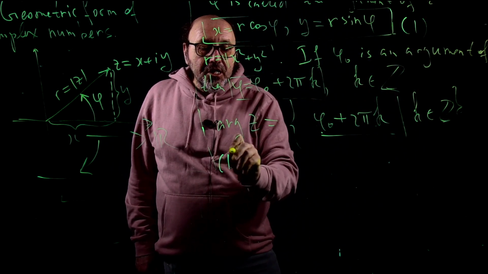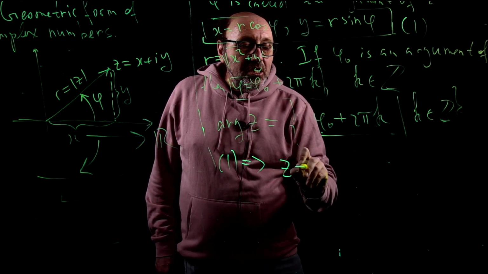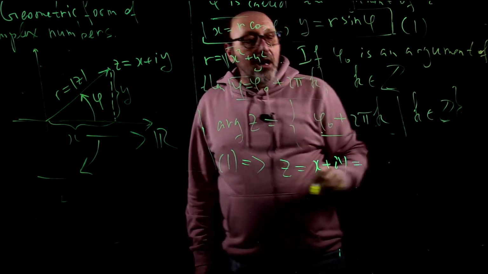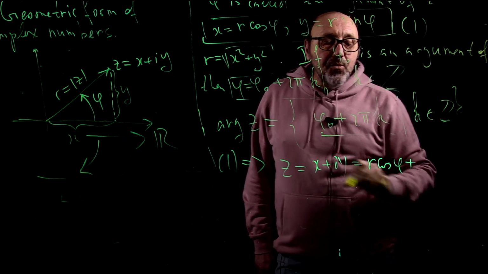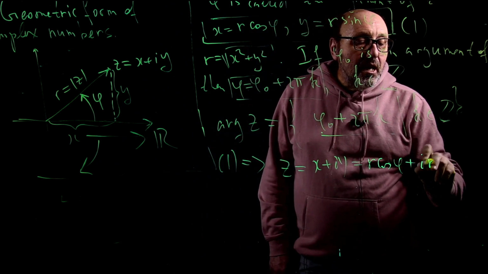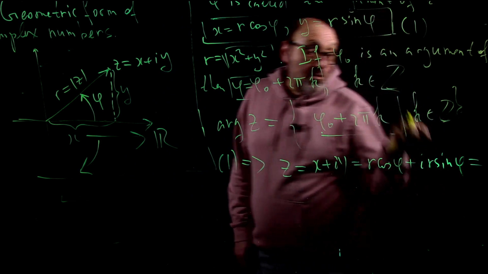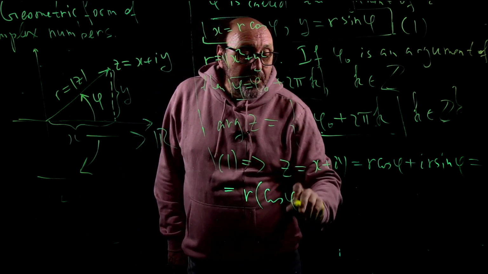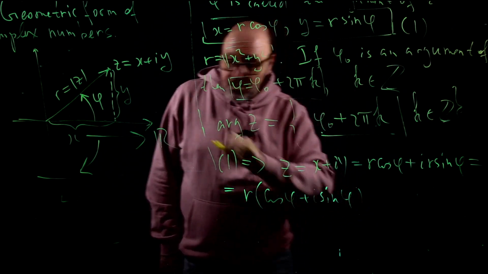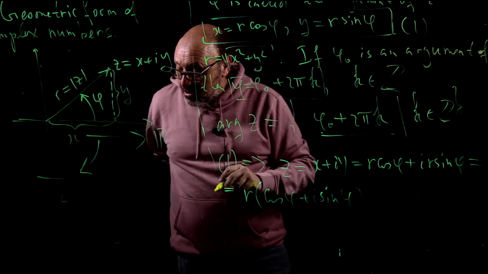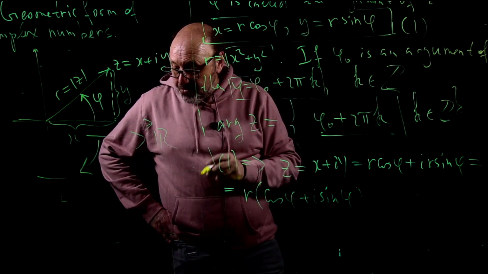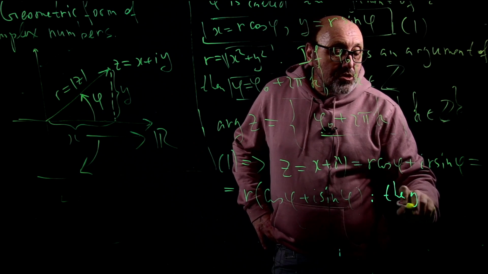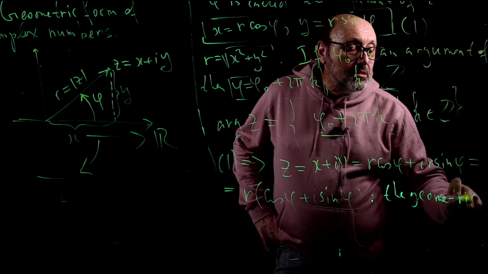So from representation 1, we see that if we write z in its algebraic form, x plus iy, we can replace x by r cosinus phi, and we can replace y by r sinus phi, and we can factorize by r, and we obtain this representation, right, which often is called the geometric form of z.